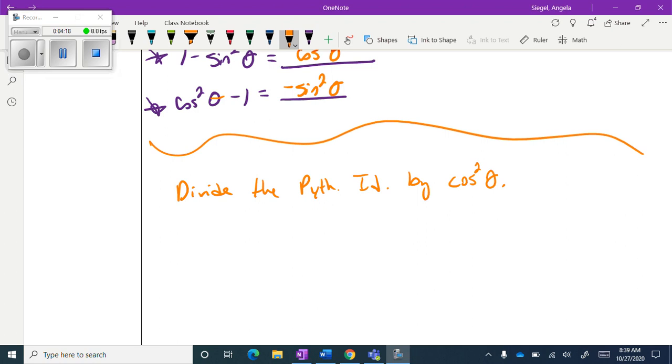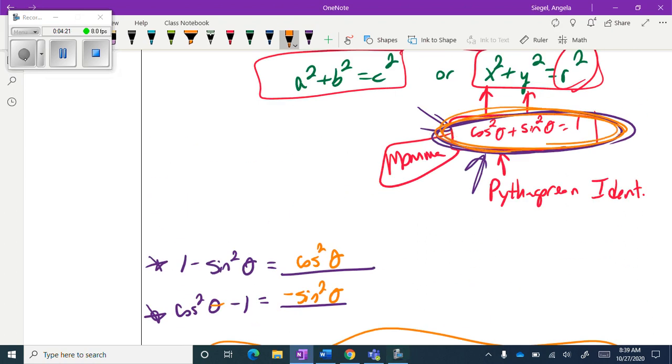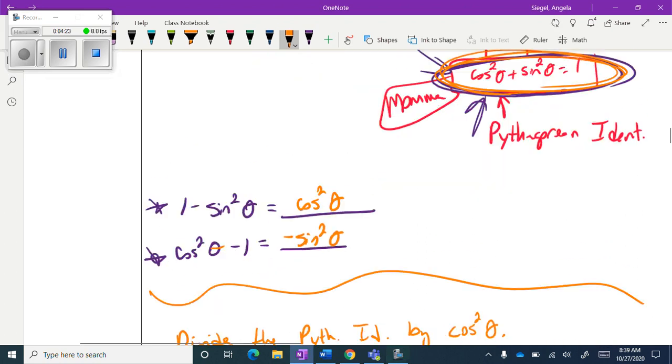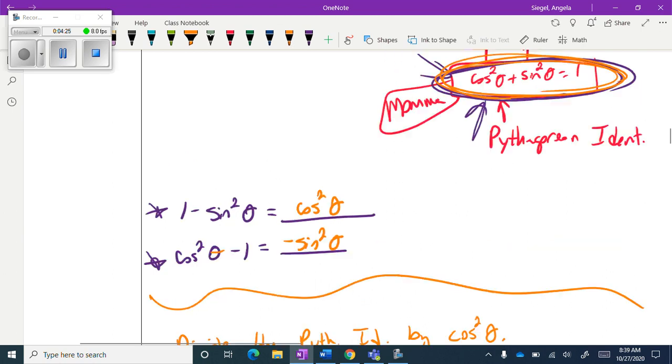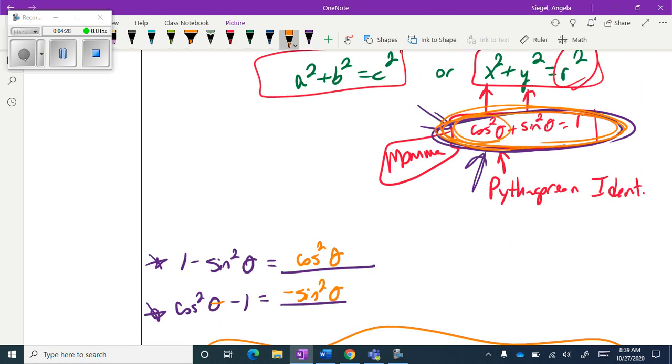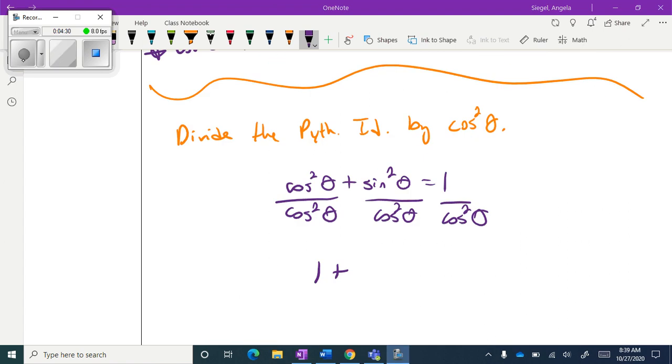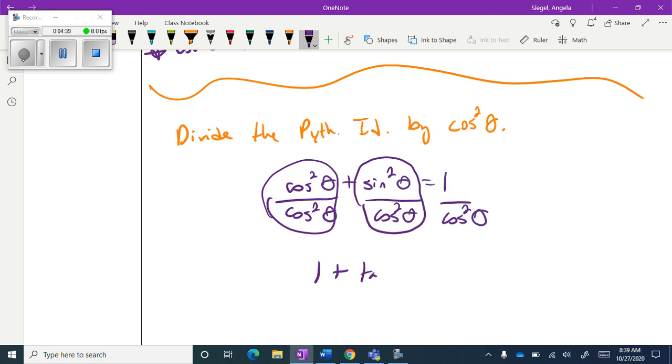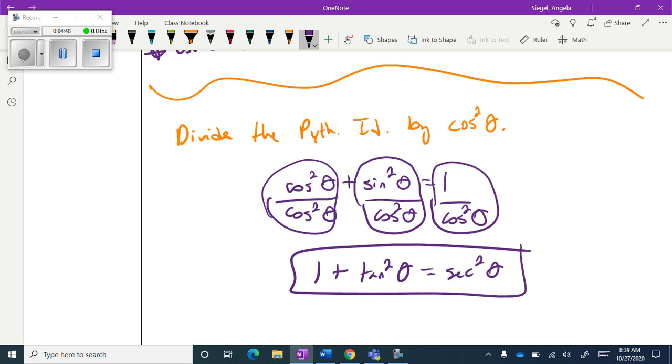Okay, so we are going to take this basic identity right here, and we're going to divide it by cosine squared theta. So what we're doing is we're turning this into a 1. So let's see what happens. Okay, so when we do this, this becomes 1 plus sine squared theta over cosine squared theta. That is tangent squared theta. And 1 over cosine squared theta is secant squared theta. So this is our first baby identity.